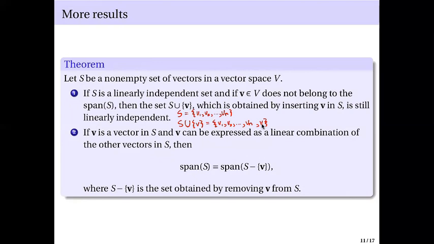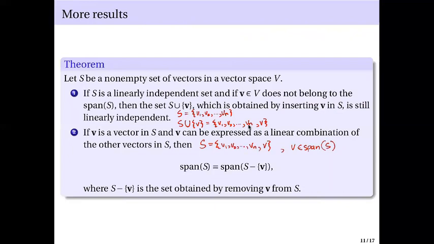Okay? Take note that the vector space V does not say that the dimension is n. Now, if V is a vector in S, and V can be expressed as a linear combination of the other vectors in S, so this time, you started with the set V1, V2 until Vn, and then you have your V, and also V belongs to the span of S.